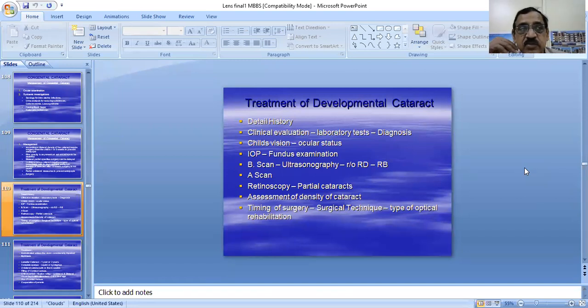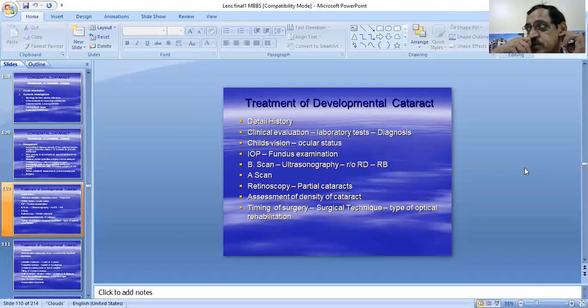A scan will have to be done to measure the IOL power calculation, and retinoscopy can be done for partial cataracts, and if a correction is needed, we try to put in cataract glasses. Assessment of the density of the cataract is of utmost importance. That gives the urgency of doing the cataract surgery, the timing of surgery, the surgical techniques and the type of optical rehabilitation. All these things will come later.